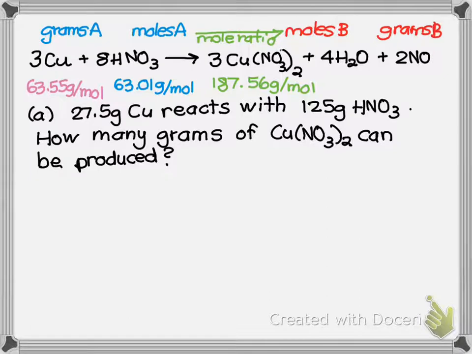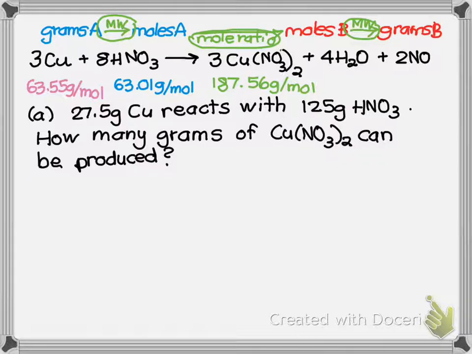Now, the ratio has to be in moles. So if you're given grams, you have to use the molecular weight, or the molar mass, to go from grams to moles. And if you're asked to find grams, you will also have to use the molecular weight of that substance to go from moles to grams. So it's this basic process. If you are given grams of one substance and asked to find grams of another, you will require 3 different steps.